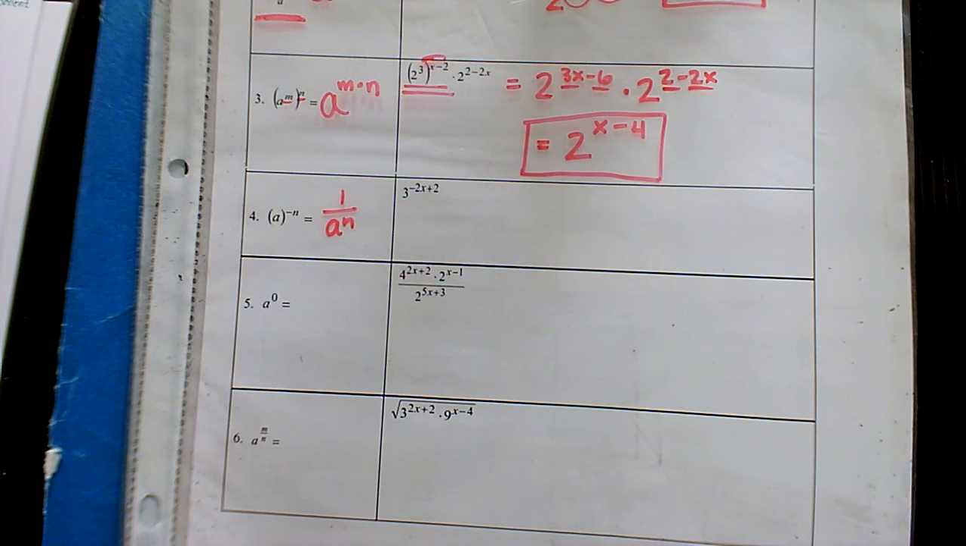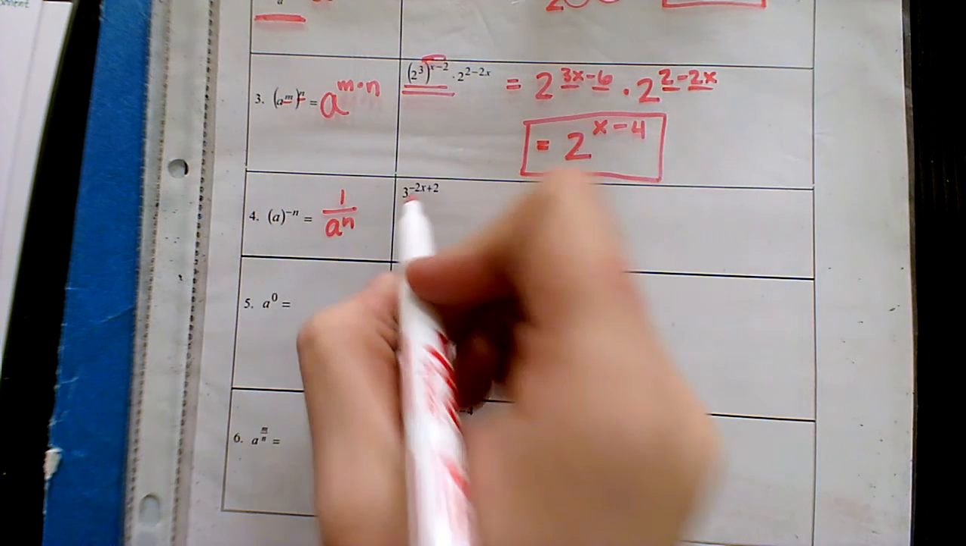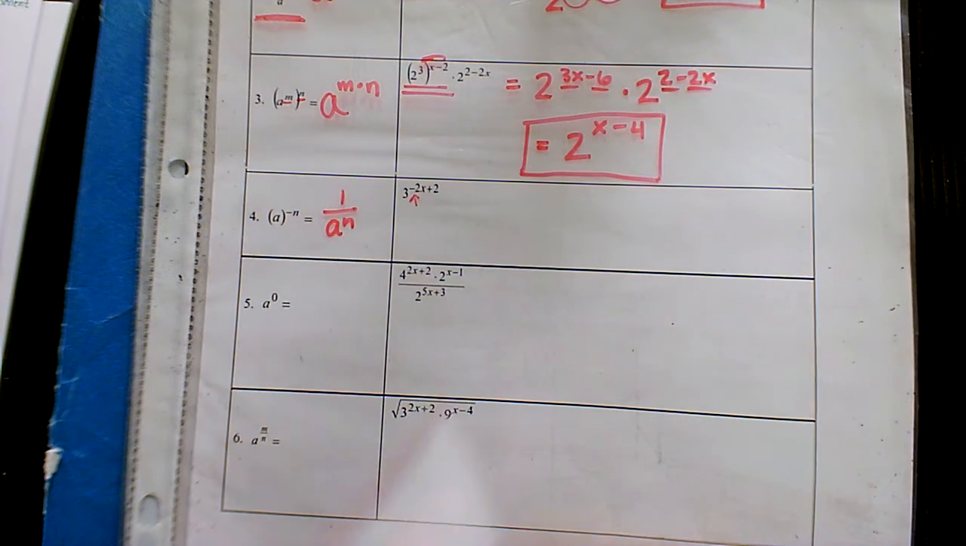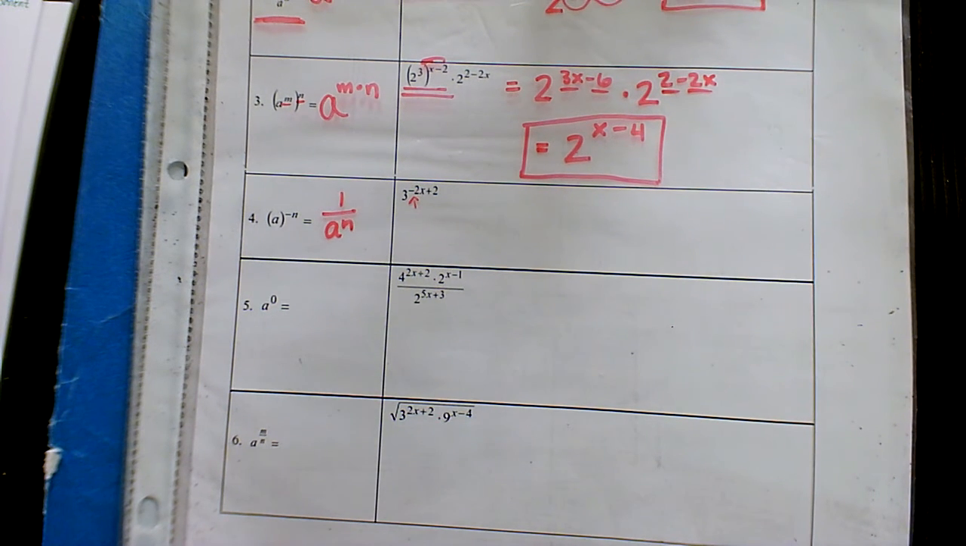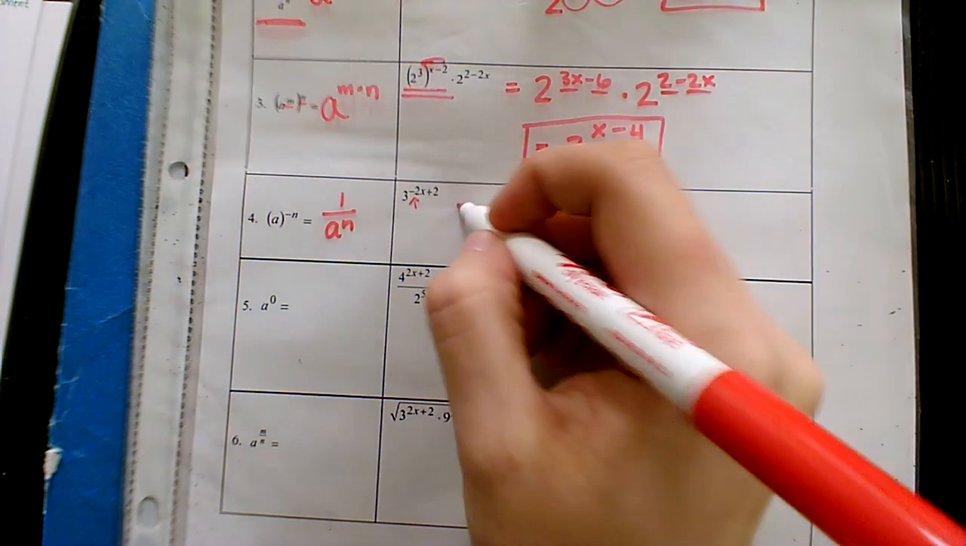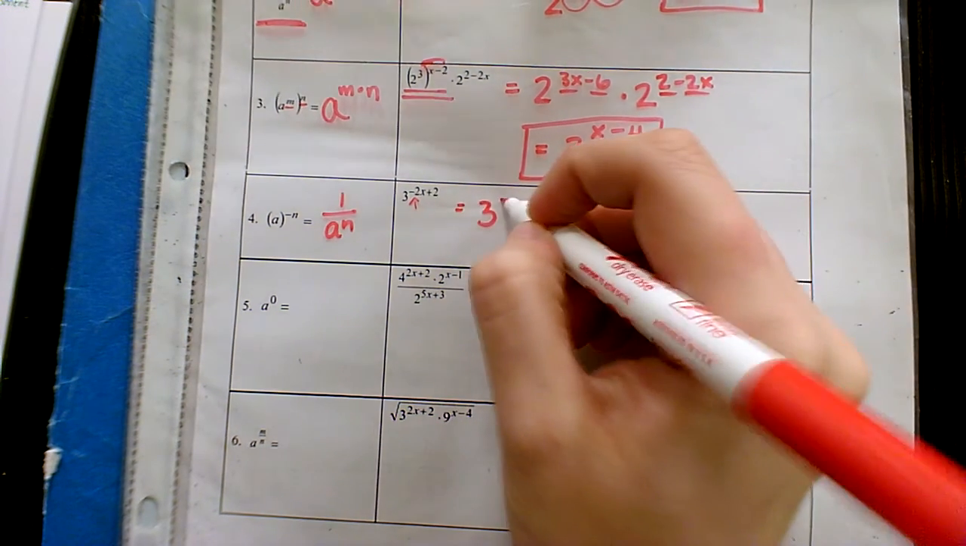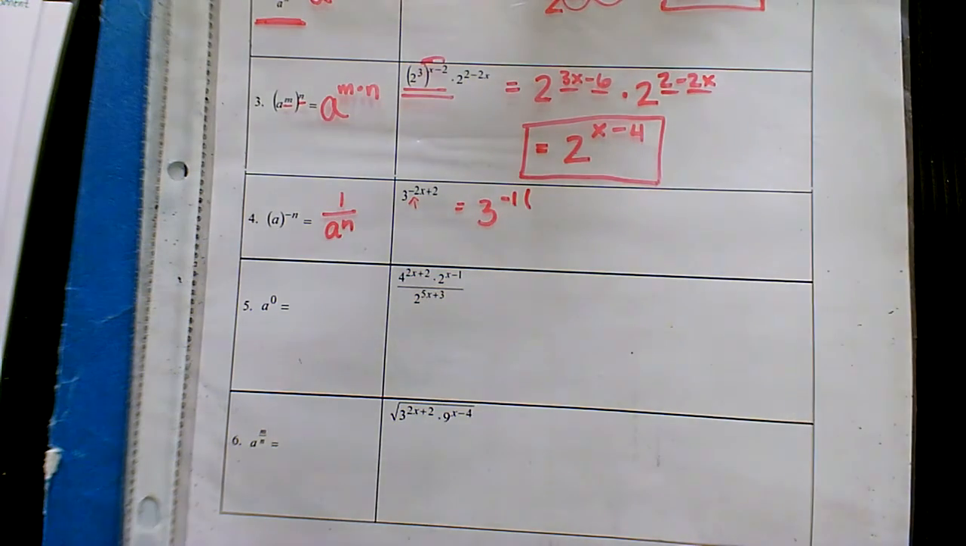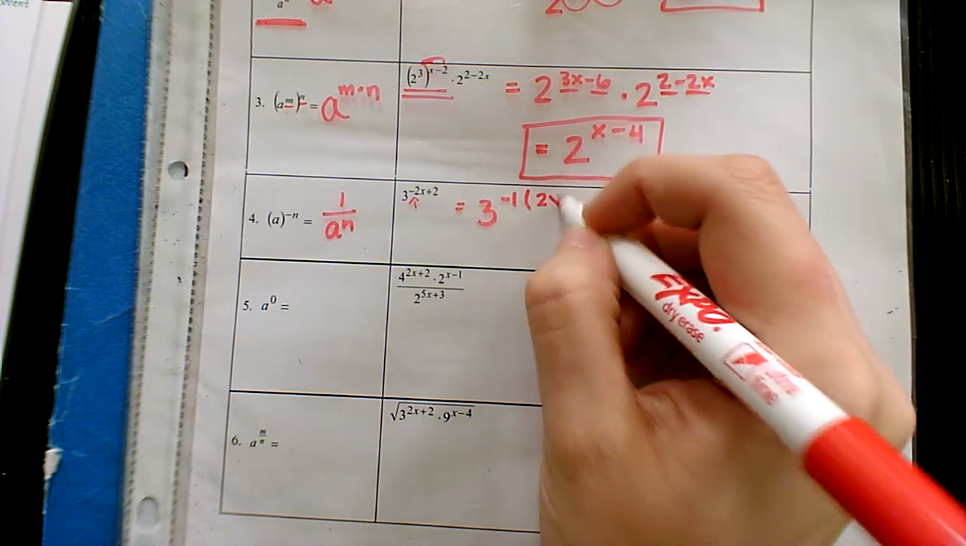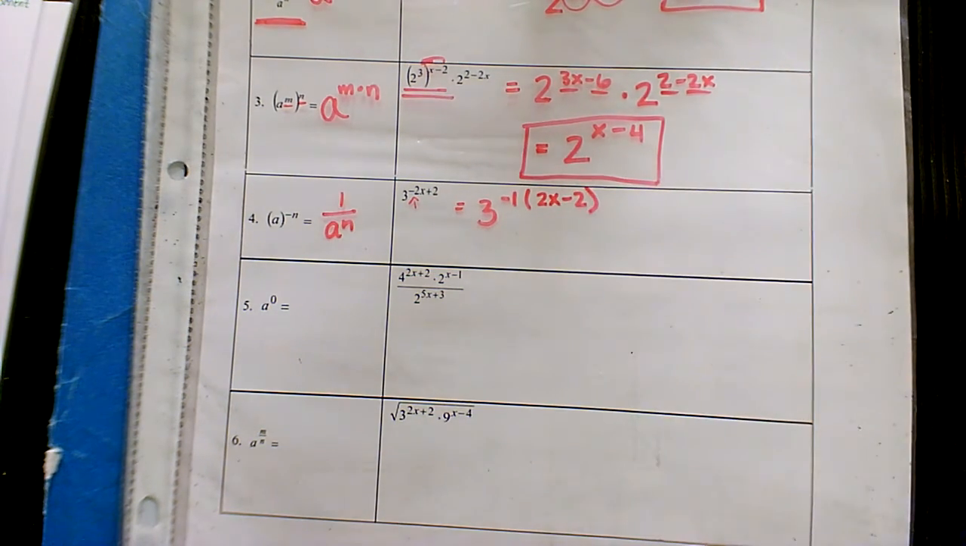All right, so if we take a look at our example here, we don't really have a negative power per se, but we do have a negative on the x, which maybe we can factor out. So maybe we'll pull out a -1, and we'll be left with 2x minus 2.